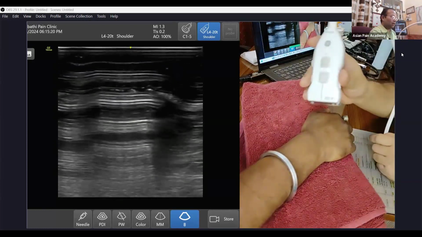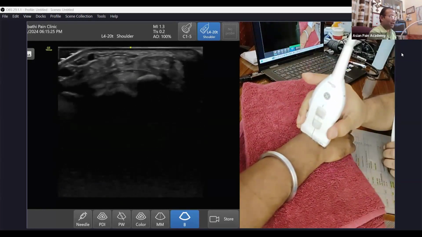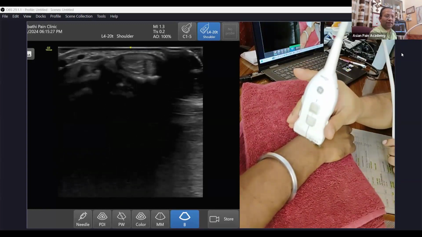So here, the left side of your screen is the ulnar side. Okay, the left side of your screen is the ulnar side.